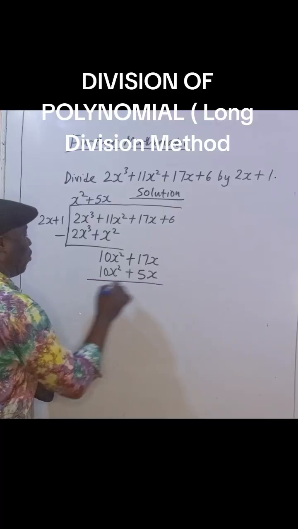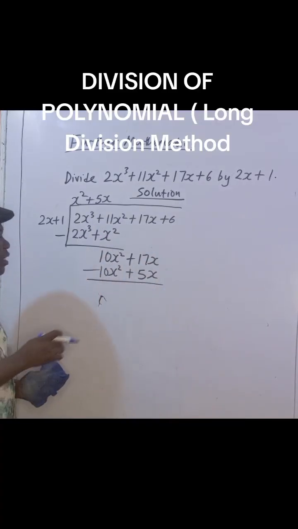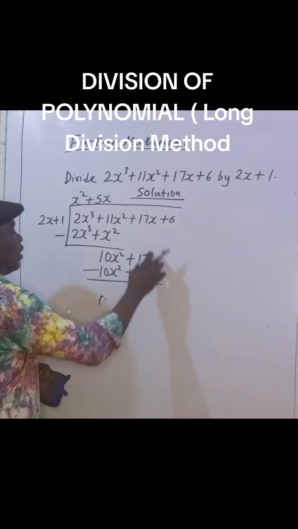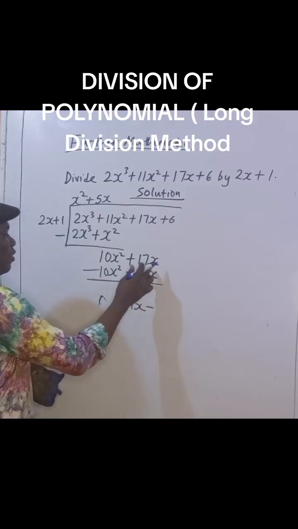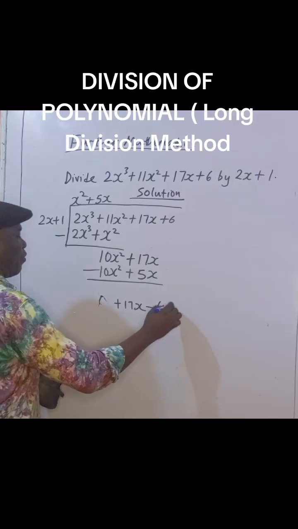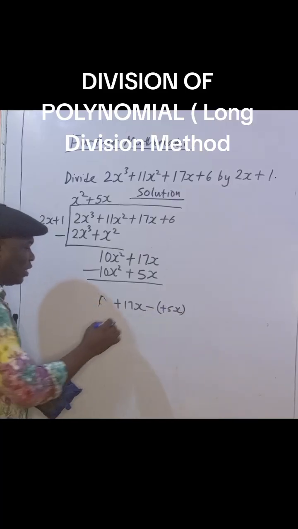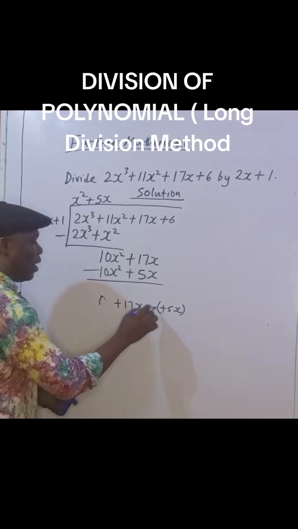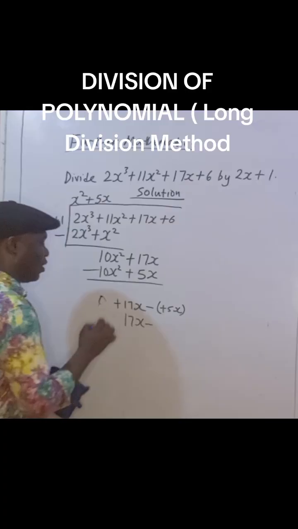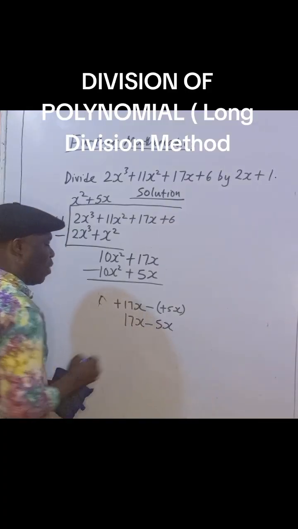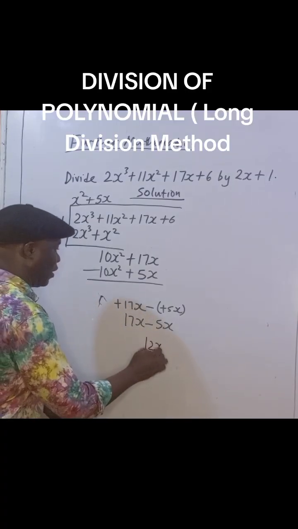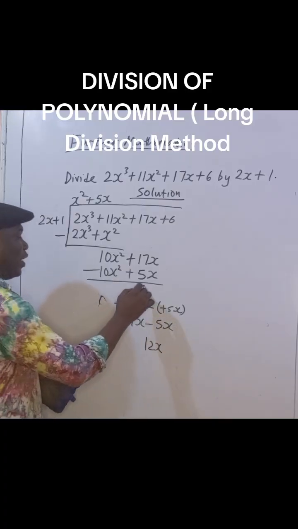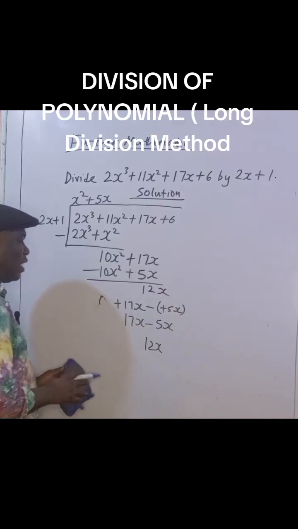So underline, we want to subtract this from this. 10x squared minus 10x squared give you what? 0. So what do you have here? Plus 17x minus, what do you have under? Plus 5x. This is just like 17x minus times plus give you what? Minus. You have 5x. All right. 17x minus 5x, you have what? 12x. So this 12x is going to be here. 12x. Is that clear now?